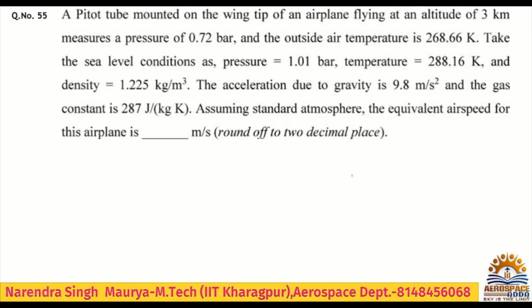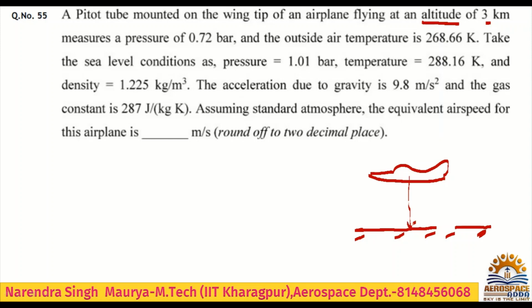This is the next one. I think this is the last problem of this GATE 2020 performance problem. Check here, this is question number 55. See, now a pitot tube mounted on the wing tip of an airplane flying at an altitude of 3 kilometers. So we have an aircraft here. Suppose this is sea level. So 3 kilometer altitude it is flying.